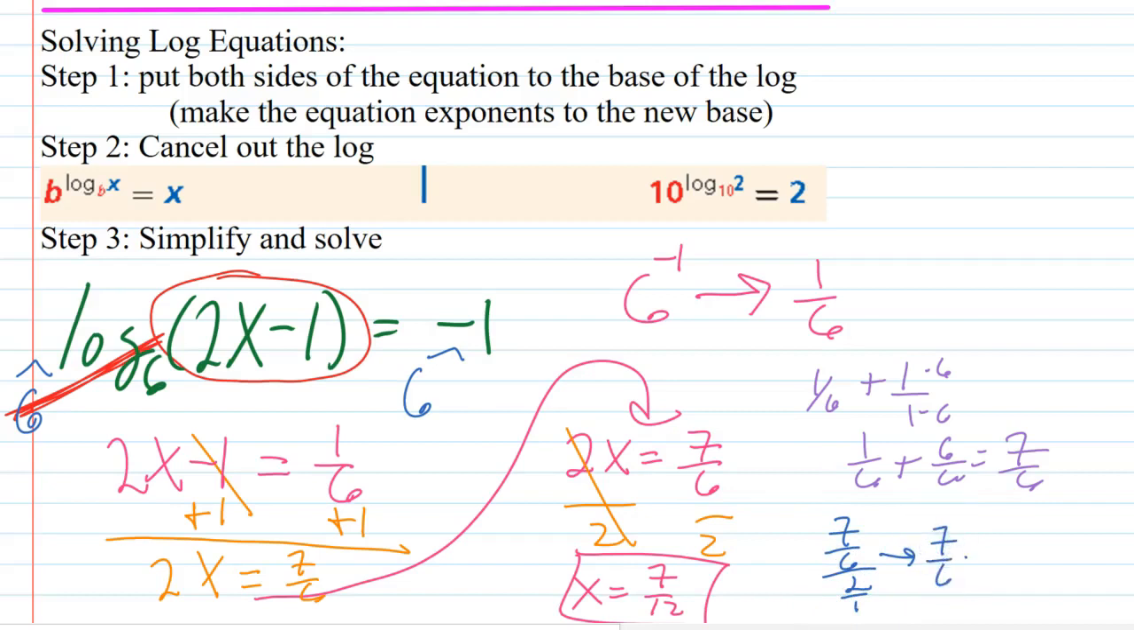So 7 over 6 times, and 2 over 1 flips upside down to 1/2. 7 times 1 is 7, 6 times 2 is 12. That's how we got to 7/12. So x is equal to 7 over 12. All we have to do is cancel out the logs by creating exponents. After that, it's basic algebra solving equations.